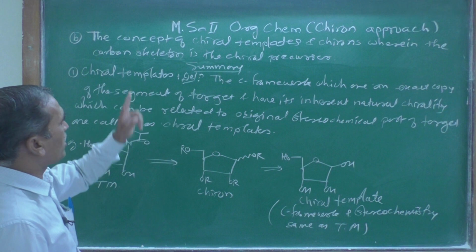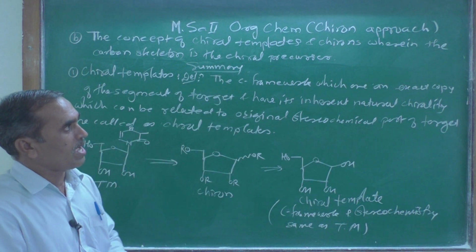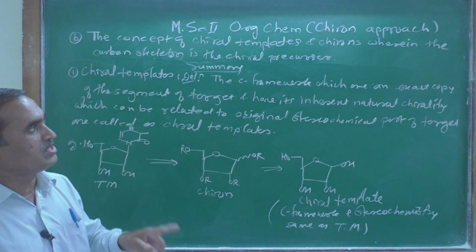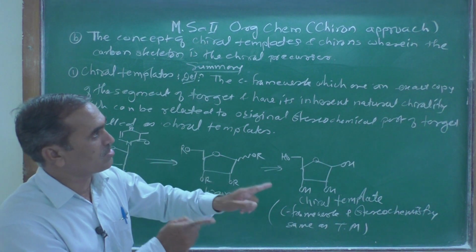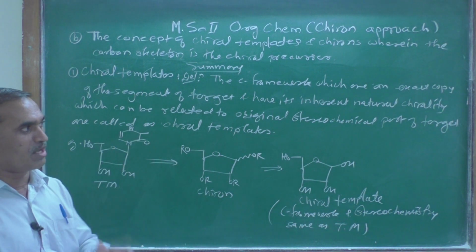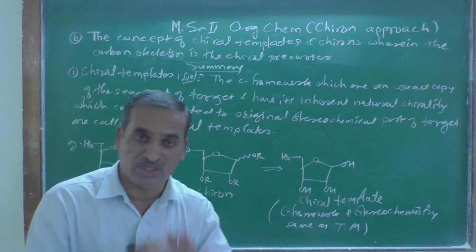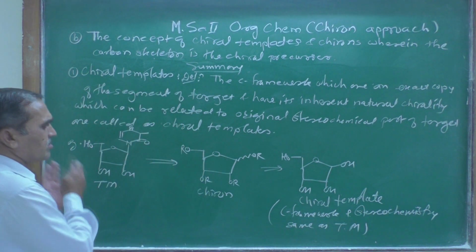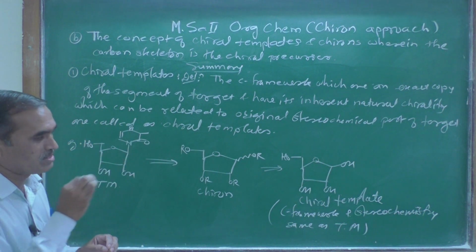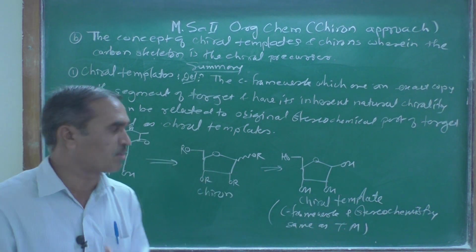So it is written here, chiral template: the carbon framework which is an exact copy of a segment of the target and has its inherent natural chirality, which can be related to the original stereochemical part of the target, is called a chiral template. So this is the definition, and here is an example. One example is sufficient. What is the chiral approach, what is a chiral template, at that moment you must remember such short things.